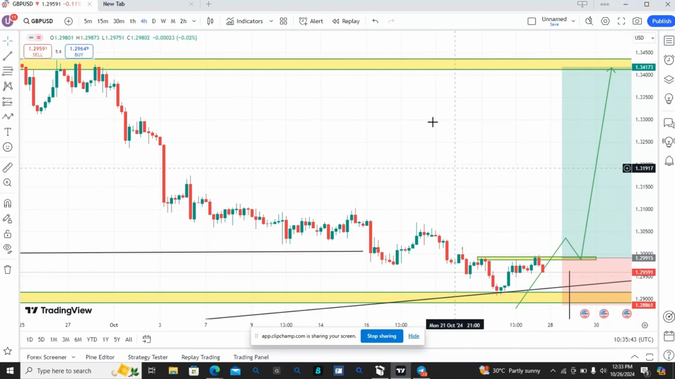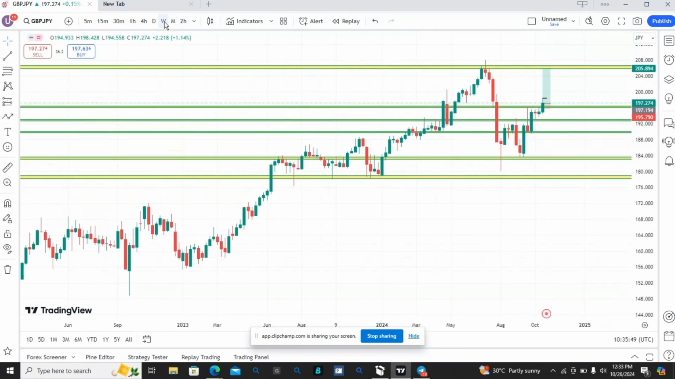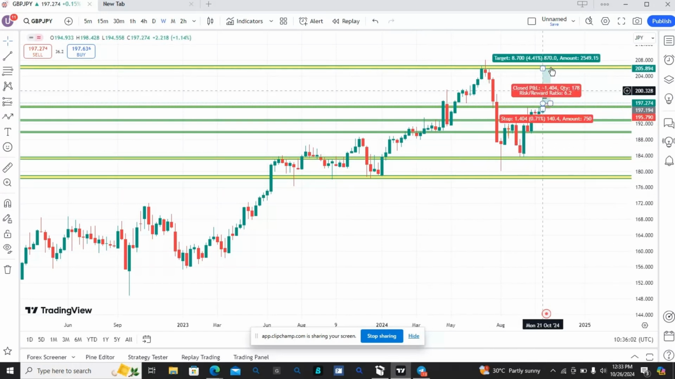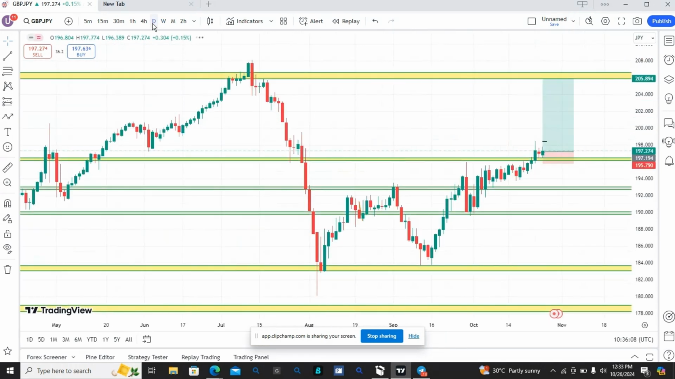So let's go down to our next pair on line. Our next pair on line is GBP JPY. Starting on a weekly time frame, so that I won't waste your time, GBP JPY is bullish. You can see it made a higher high here and created a higher low. It's moving to create an equal high or a new higher high. So let's go to the daily time frame and see how we take the opportunity.